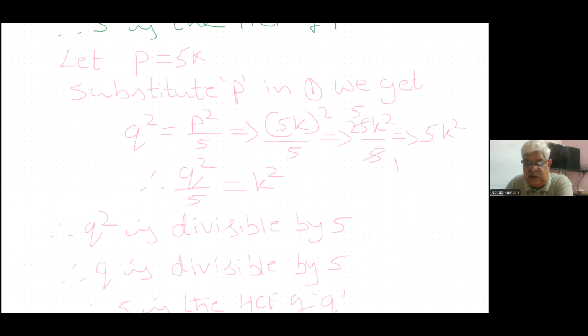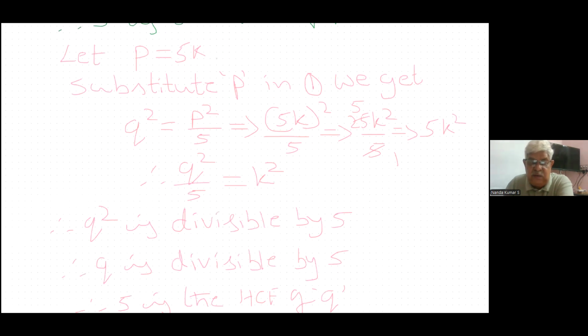Substitute the value of p in equation 1. So, equation 1 we have is q square equals p square by 5. Where p is there, substitute the value of p, that is 5k. So it is written as 5k whole square divided by 5. So 5 square is 25, k into k gives k square, divided by 5. As 25 and 5 are in the same table, cancel and keep the answer in simplified format as 5k square. Shift 5 to the left hand side. q square by 5 equals k square.